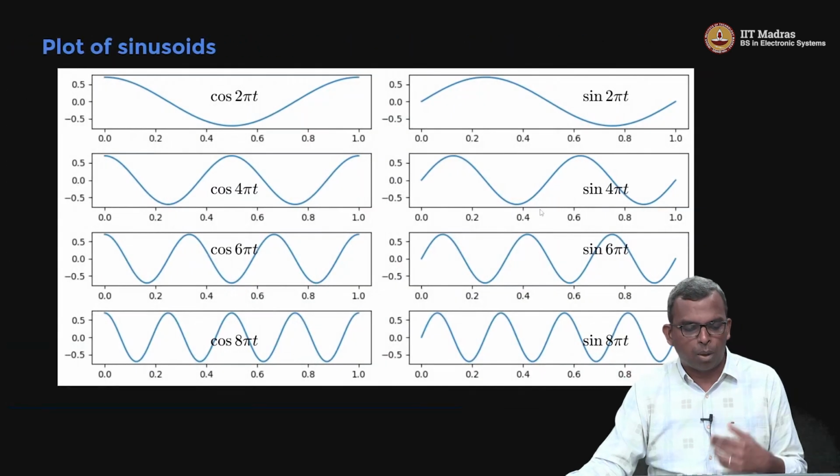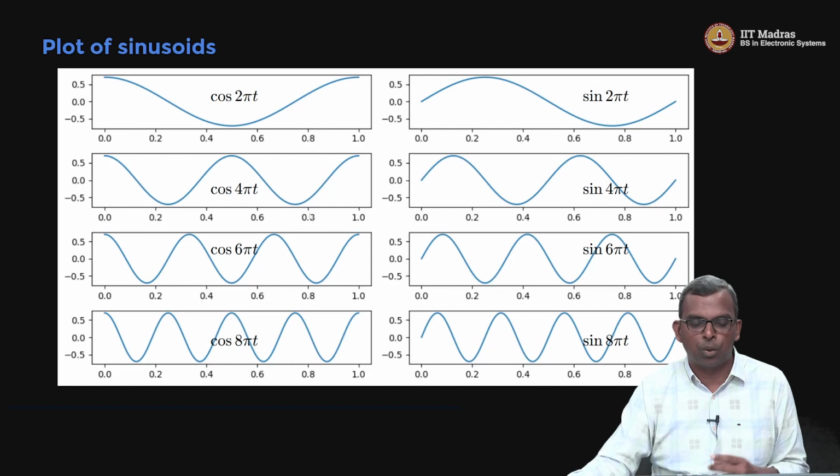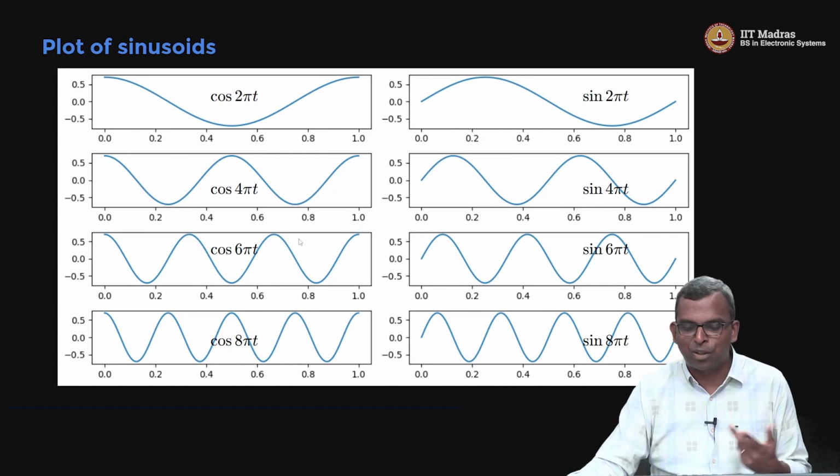Here's a plot, and forget about the scale, I think the scale is a bit wrong here, but this is a plot of cos 2 pi t. So you see one cycle of cos, and cos 4 pi t is 2 cycles of cos, cos 6 pi t is 3 cycles, and cos 8 pi t is 4 cycles. And it's amazing that any two of these, if you multiply and integrate, you will get 0. In fact, that's the nature of these functions.